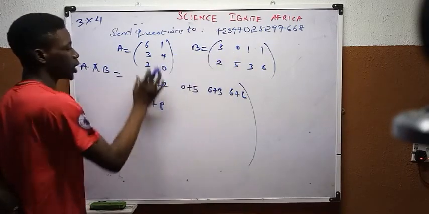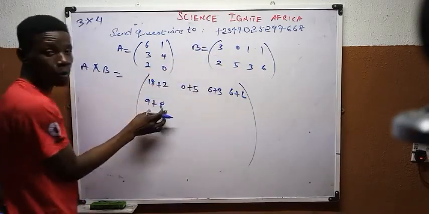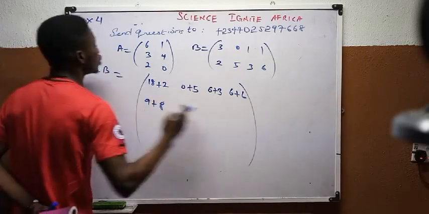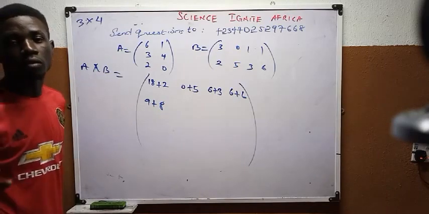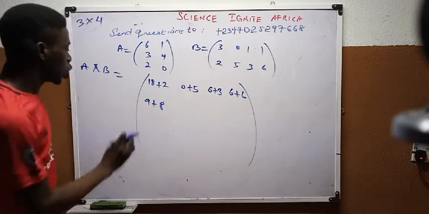3 times 3, 9, 4 times 2, 8. As you can see, row 2, column 1, that's the position that we have here now. Let's say I don't want to continue horizontally, I want to continue vertically. All you have to do is know your positioning. If you know your positioning, then you don't have any problem.